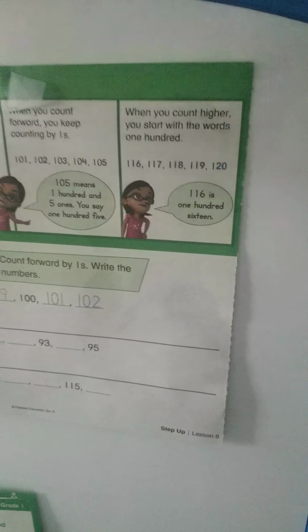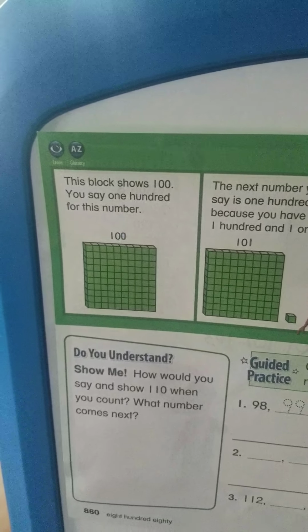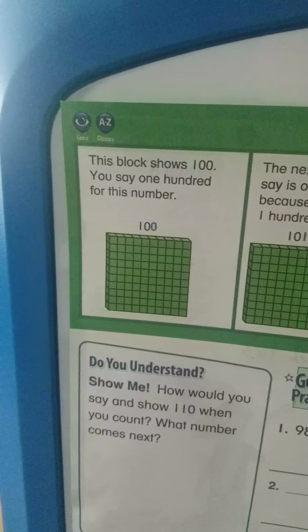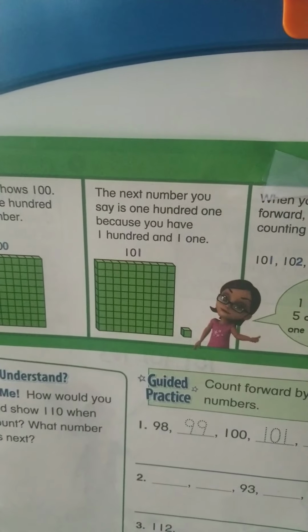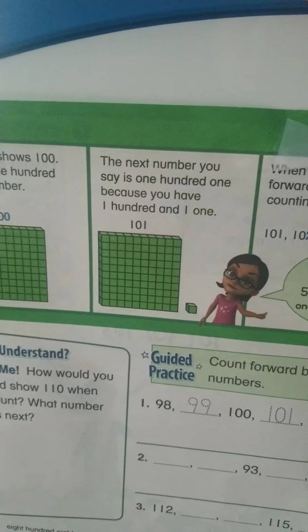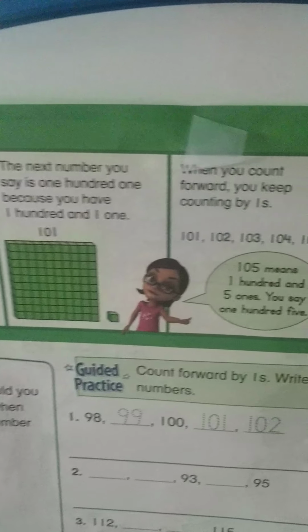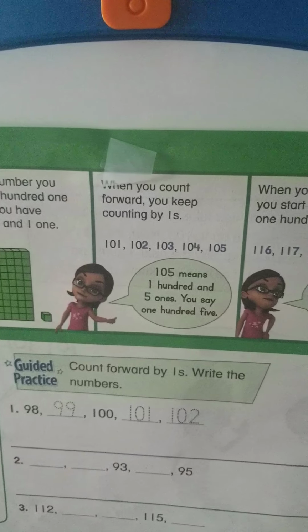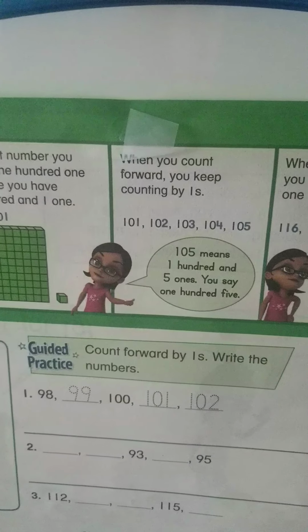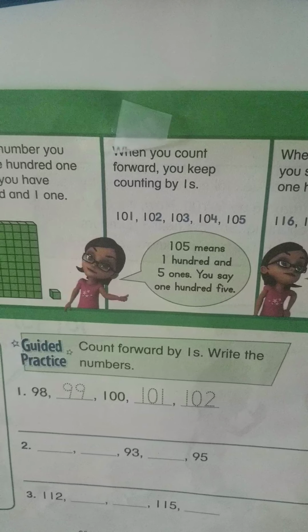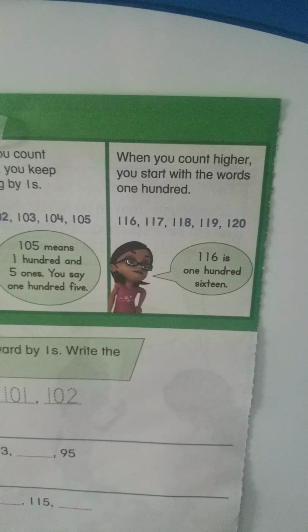Let's look at this side. This block shows 100. You say 100 for this number. Look at all those squares. It's 10 rows of 10 blocks in each row, right? The next number you say is 101 because you have 100 and one more. 101. When you count forward, you keep counting by ones. 105 means 105 ones. You say 105. When you count higher, you start with the word 100.